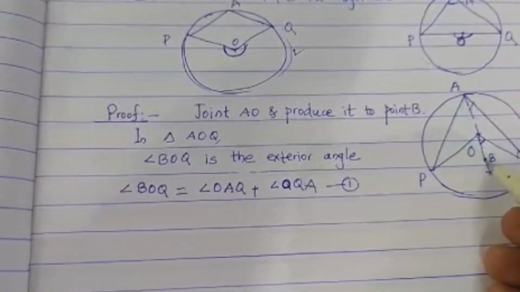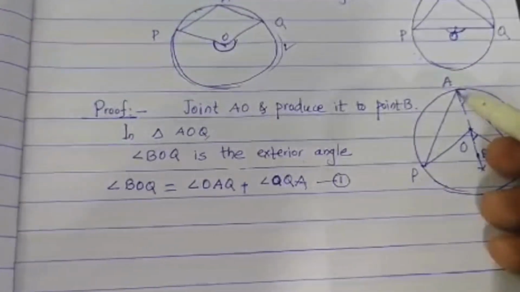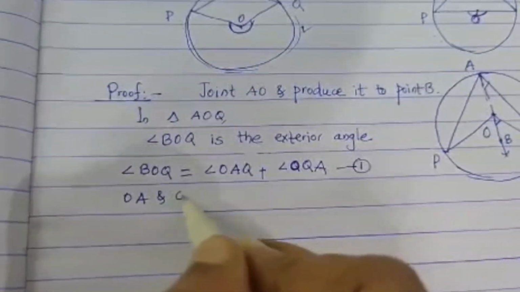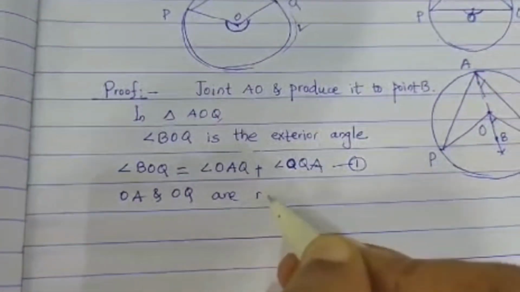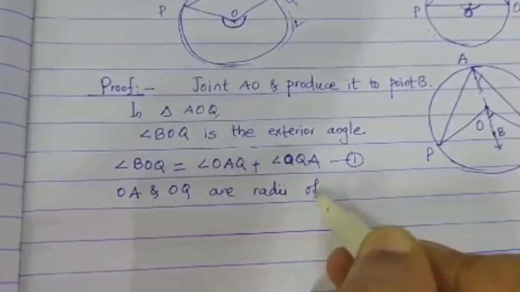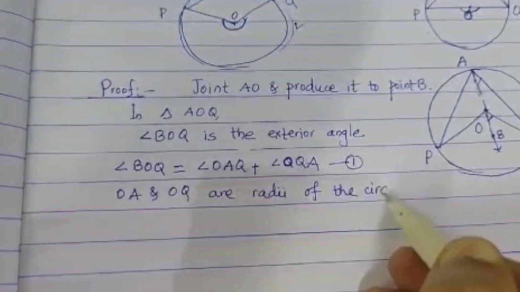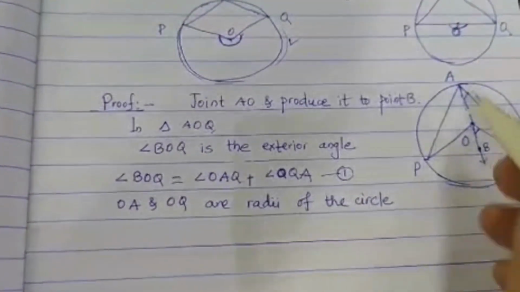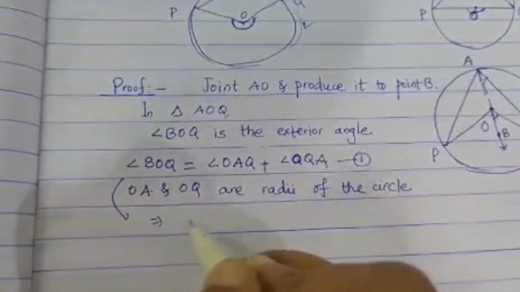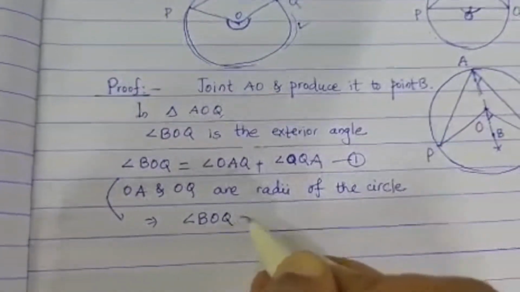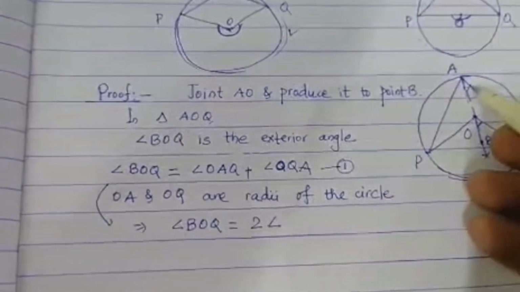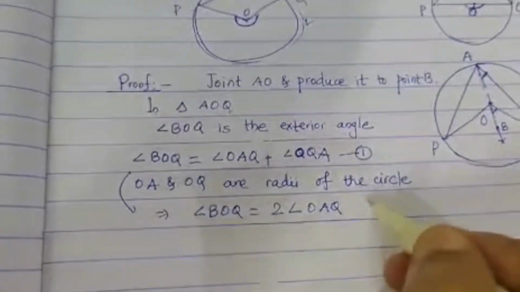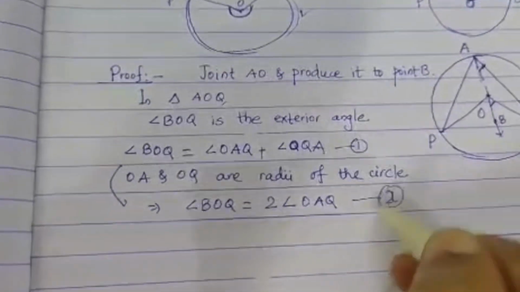Now you see that this OA and OQ are actually the radii of the circle. That means this angle is equal to this angle basically. So we can write angle BOQ is equal to twice angle OAQ. This is equation 2.